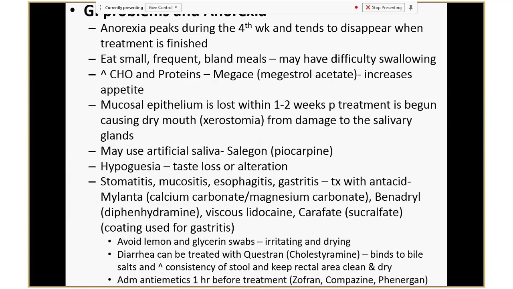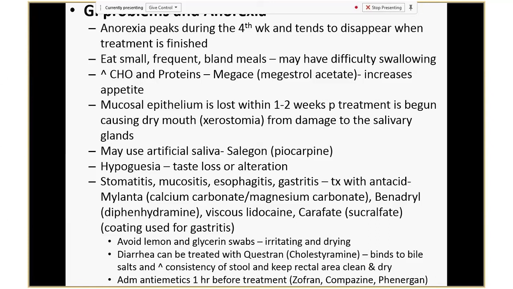GI problems that you can suspect to occur in radiation. Sometimes anorexia will occur. This can occur around week 4 and tends to disappear when the treatments are being finished. So once the radiation is done, usually your appetite comes back. We encourage them to eat small, frequent meals, bland, nothing too spicy, nothing too sweet, something that's easy to swallow.